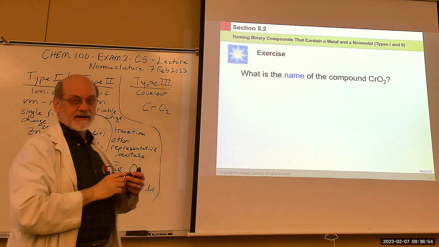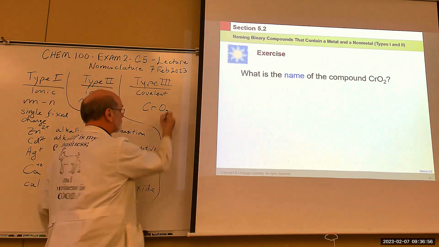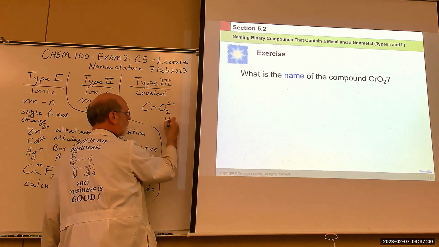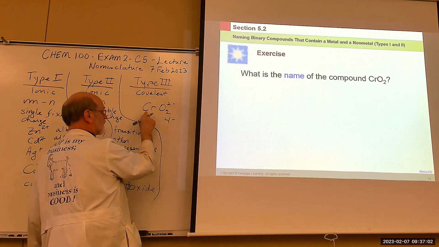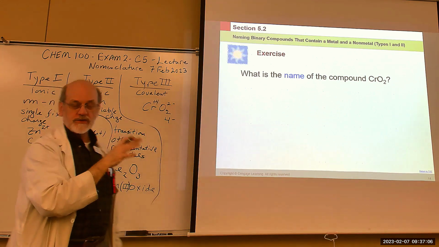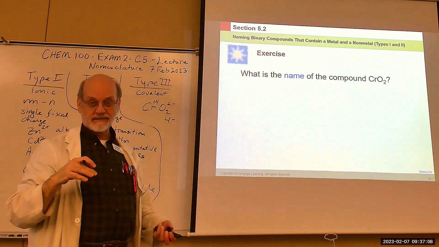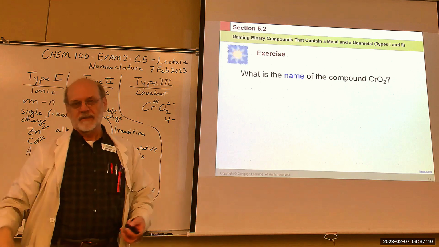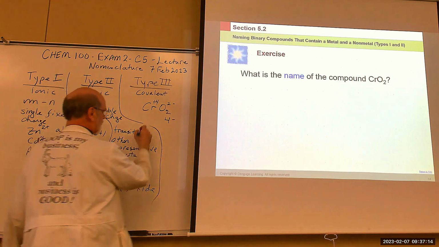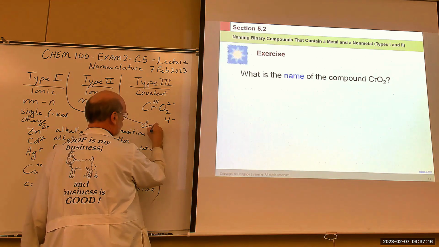Okay. Well, we know that oxygen has a 2- charge, so that means it has a 4- total. So this one has to be a +4. So we know the charge. Now we need to name it. What is Cr? Well, you've got that memorized already. You should write chromium.